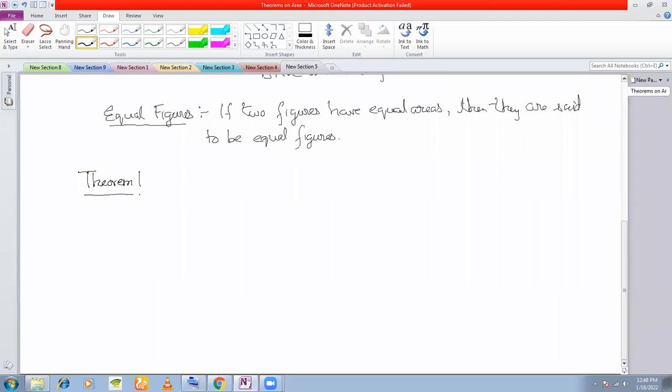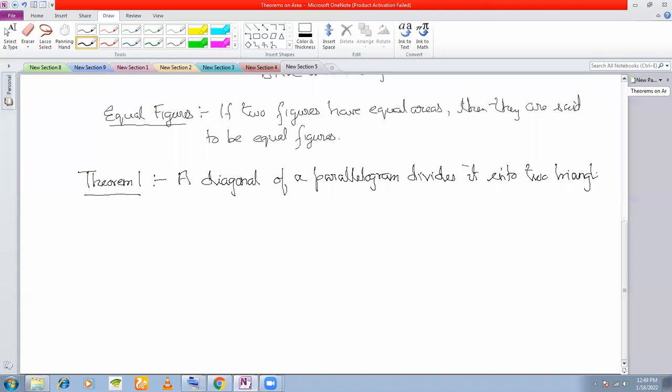Theorem number 1. The theorem is, a diagonal of a parallelogram divides it into two triangles of equal areas. You have already done this theorem actually, so this is just a revision. You have done this under rectilinear figures. A diagonal of a parallelogram divides it into two triangles of equal areas.